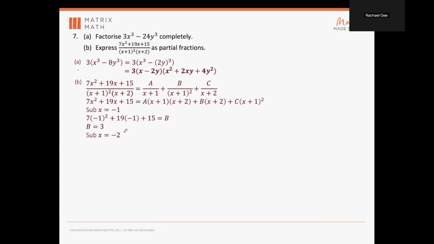For the next one, you sub in x equals -2. This will be gone, this will be gone. You're only left with this. Okay, -2 plus 1 is -1, and (-1) squared will be +1. That's why it's only C here. Then you get C equals 5.